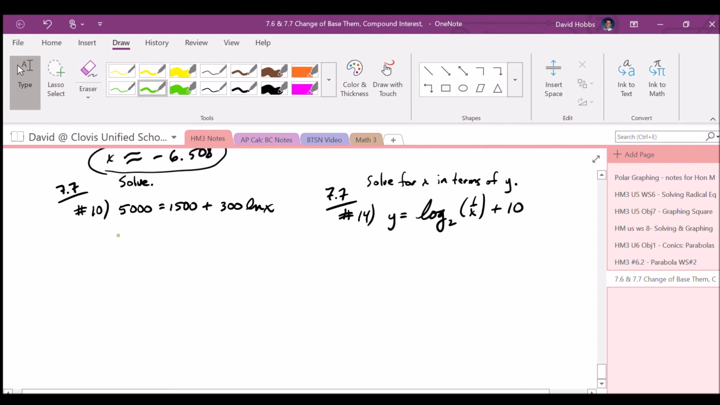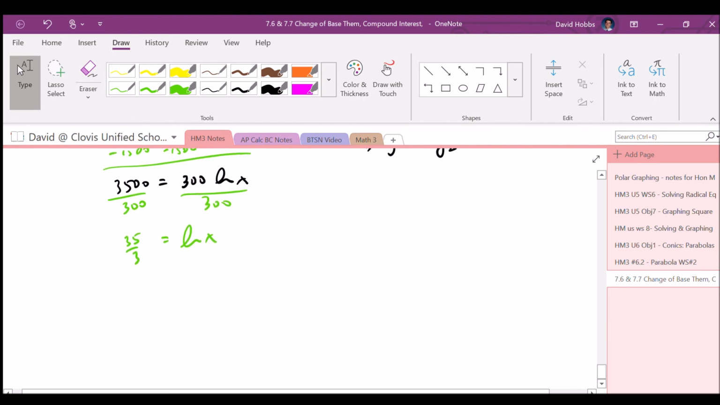7.7, problem number 10, solving. Okay, so looks like I would subtract 1,500 to begin with, and then we would have 3,500 equals 300 natural log of x, and we could divide by 300, and we get natural log of x equals 35/3. And what do we do now?